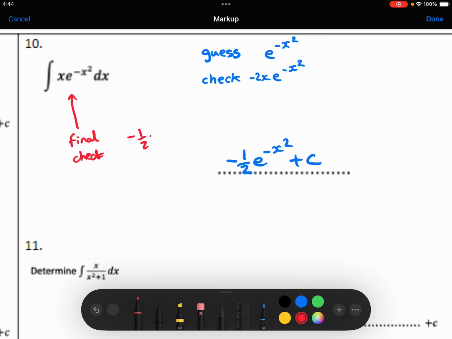So when I've got this, if I differentiate the exponential, nothing will change. But I'll need to multiply by the derivative of the inside, which is minus 2x. And the minus 1/2 times the minus 2x would cancel out to just be 1. And yes, we can see that this is the same as this. Therefore, this is the integral of this.